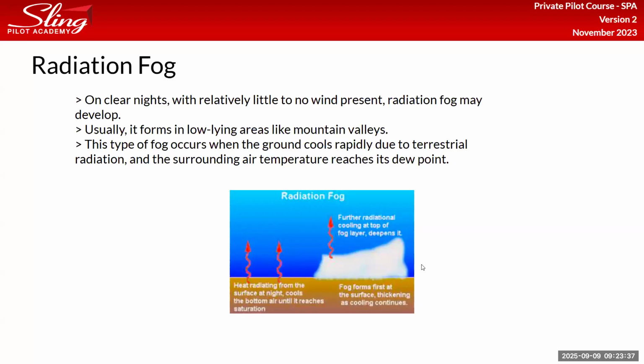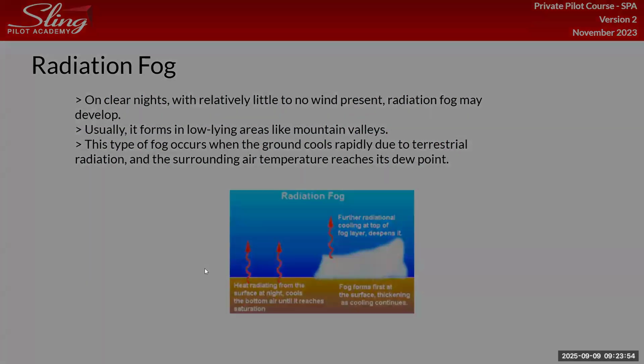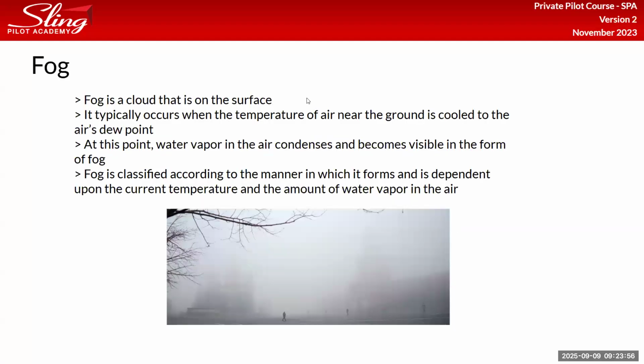It condenses and forms. We talked about in the first slide too, fog is just clouds that are on top of the ground, over the surface, right? So fog forms the same way as clouds do in the sky. This is just clouds over the surface of the ground. Cloud that is on the surface, okay?